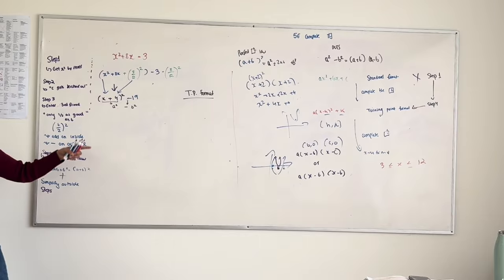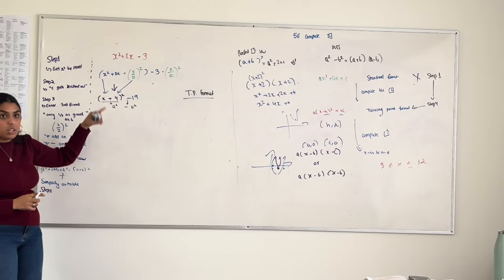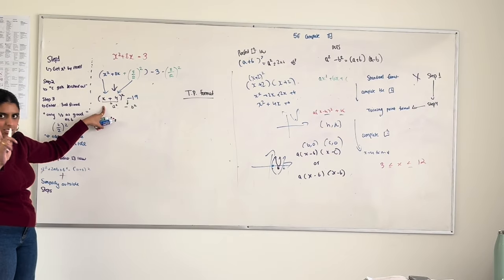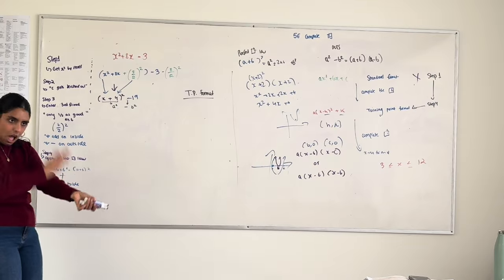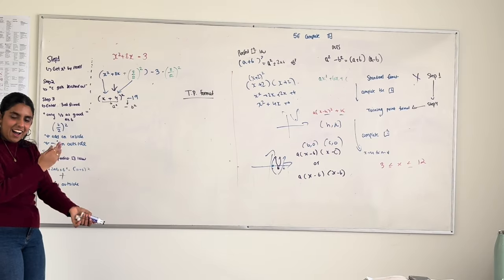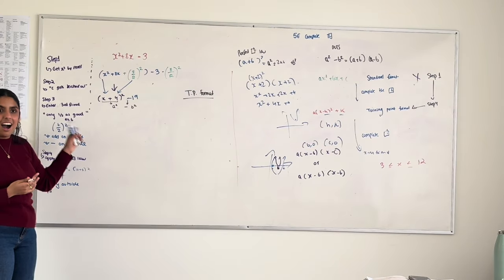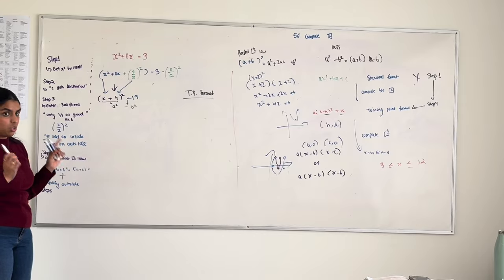Oh no, no, X intercept form. What format, everybody? X intercept. So I can factorize once more, because is this fully factorized? No. This is just the turning point. This is only halfway. So we're not done yet.